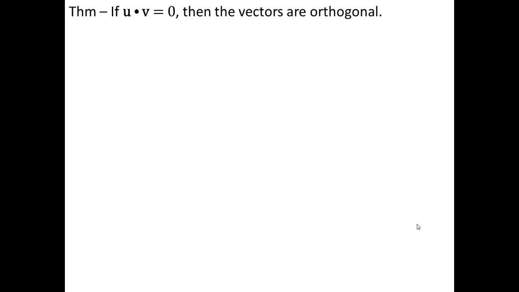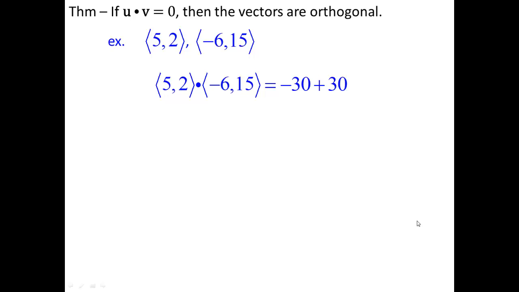So in other words, if I ask you, are these two vectors orthogonal, the way we answer that question is we do the dot product. We can very quickly do it in our head. 5 times negative 6 is negative 30. 2 times 15 is positive 30. Add it together, we get 0. Therefore, those two vectors are orthogonal.